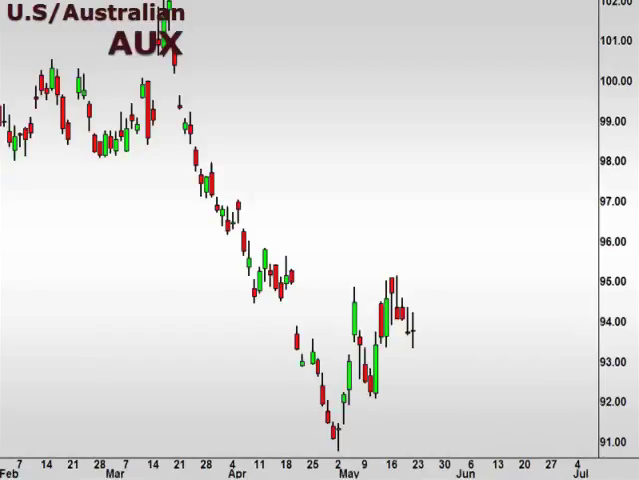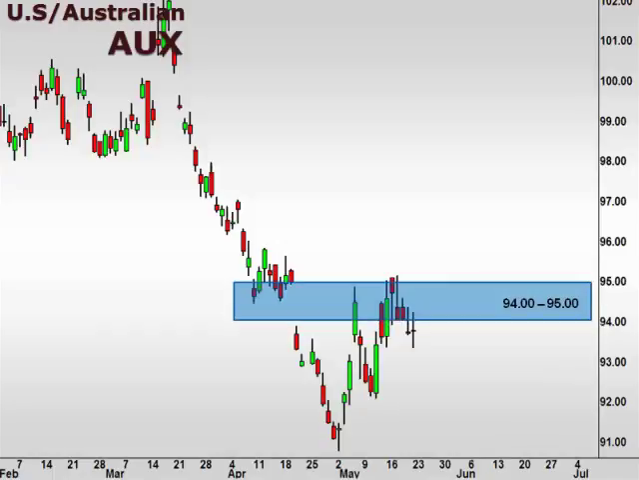Let's take a look at the U.S. versus the Australian dollar as seen in the ISE FX Options pair value AUX. Well, the AUX failed to break resistance at 94.95 last week. A break above 95 lends credibility to a continuation higher. However, currently the pair value is consolidating below the 94 level, and a failure to break back above 94 opens the window for a continuation to the downside and a retest of the lows at 91.